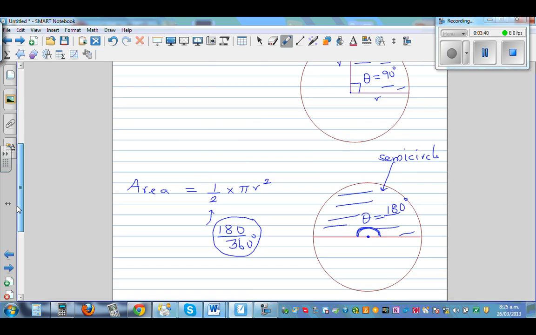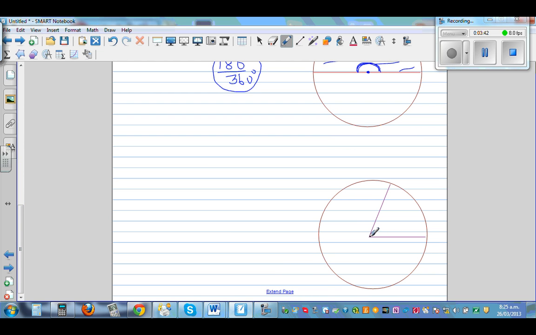Let us make up an example. Let's say this angle is 70 degrees, and the radius is 10 centimeters. We want to find the area of this sector. The area of this sector, A for area, by the formula is theta, that is 70 divided by 360, times pi times the radius squared, which is 10 squared.